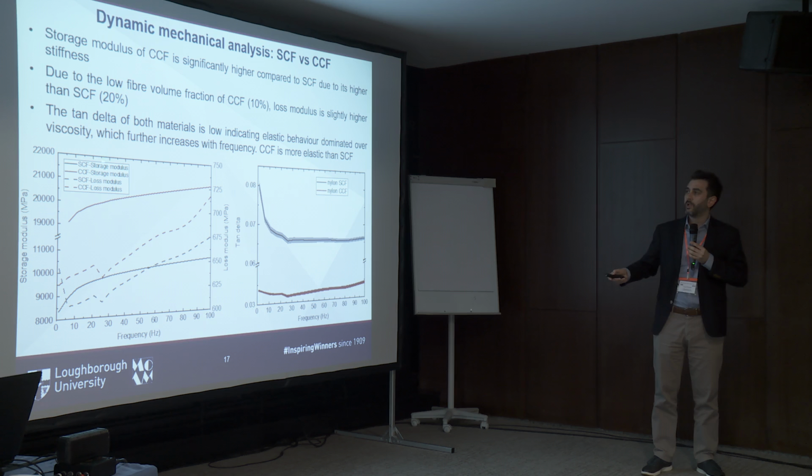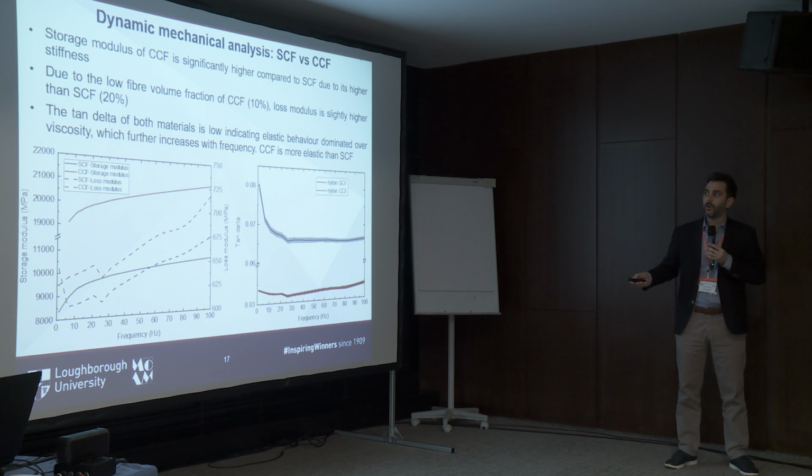In this plot on the left, we have plotted together the storage and loss moduli. The dashed lines are the loss moduli for both structures. What we see is that the storage modulus of the continuous carbon fiber, this is the line, is much, much higher than the short carbon fiber one. Now, due to the low fiber volume fraction, 10% versus 20%, the loss modulus is slightly higher. You can see the dashed lines there. And on the right, we have this tan delta plot for both materials. We see that low values for the continuous one indicate mostly elastic behavior.